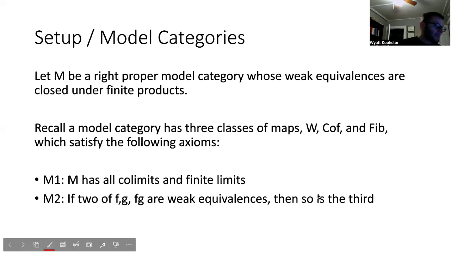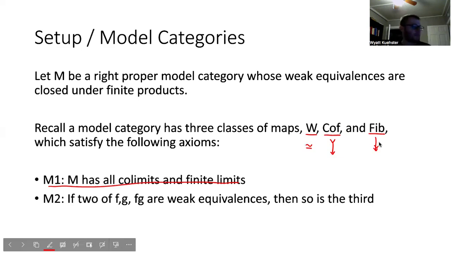So the setup for this paper is a right proper model category whose weak equivalences are closed under finite products. So I'll just start by reminding you what all those things are. A model category in general is just a category that has all colimits and all finite limits. And it has three distinguished classes of maps: the weak equivalences, cofibrations, and fibrations.